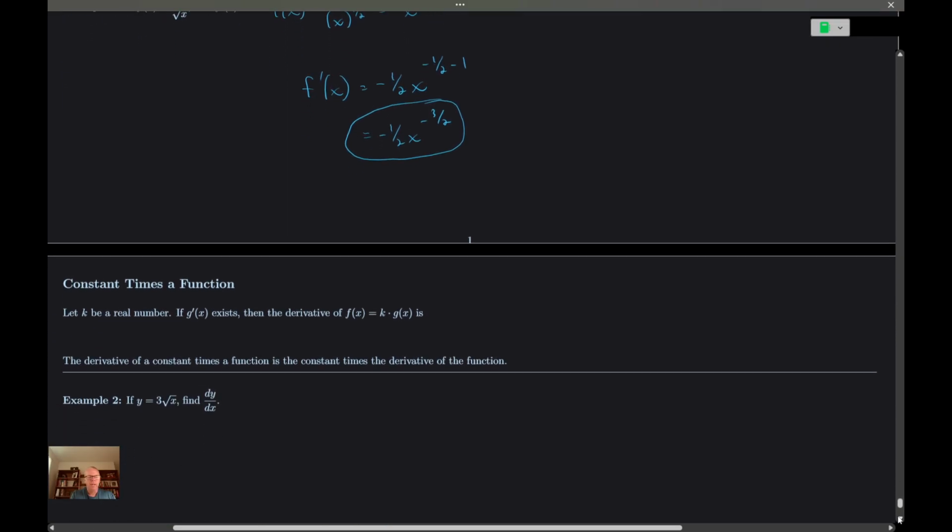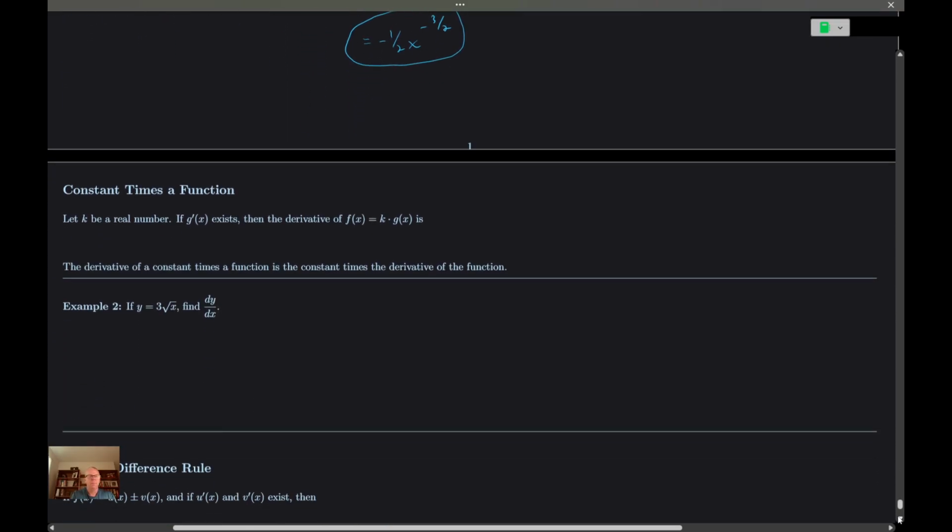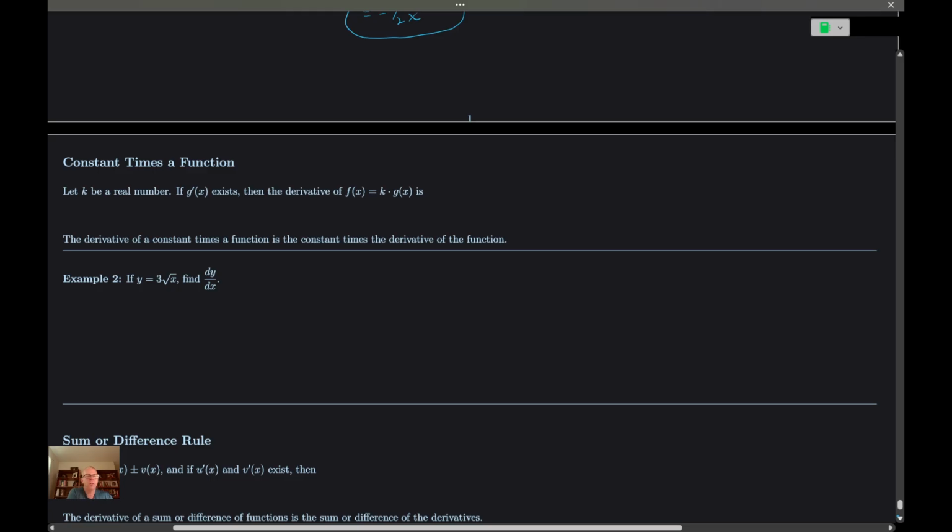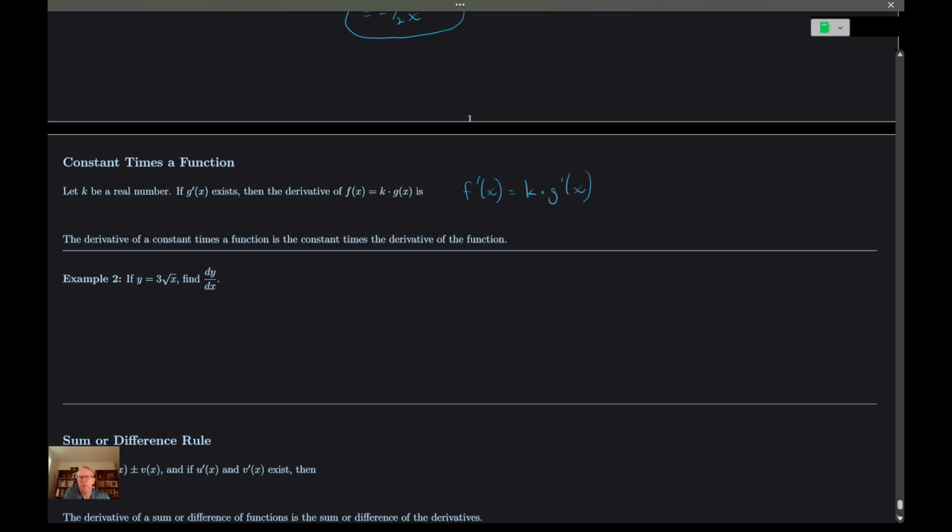All right, what if we have a constant times a function? So f of x is k times some function g of x. If we want to take the derivative, then f prime of x is just going to be k times the derivative of that function. So the derivative of a constant times a function is the constant times the derivative of the function. So we're basically just ignoring the constant, just take the derivative of whatever that function is.